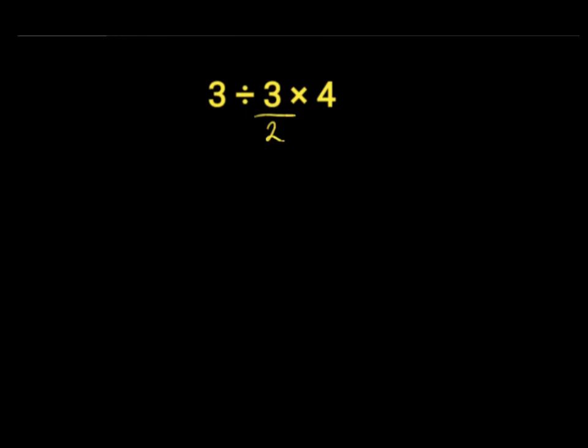3 divided by 3 over 2 times 4. 2 into here 1, 2 into 4, 2. Then we are left with 3 divided by 3 times 2. 3 divided by 3 will give us 1. Then we have 1 times 2. 1 times 2 will give us 2.